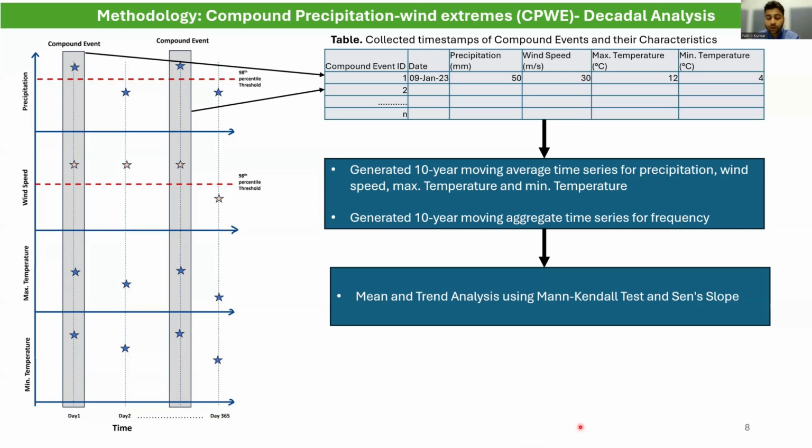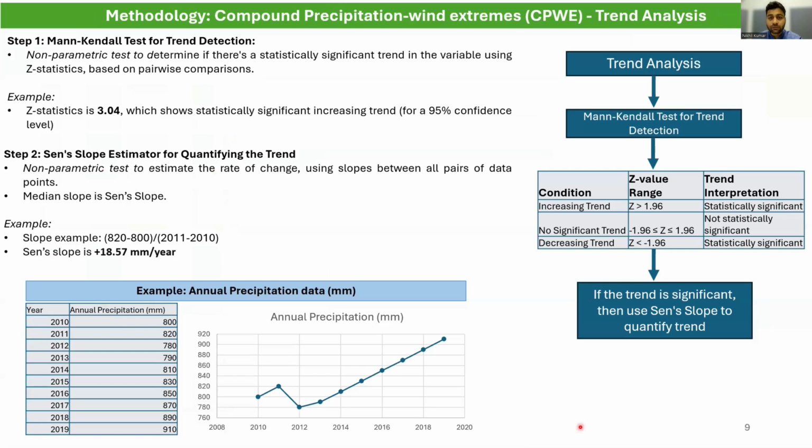Now moving on to how we have conducted this trend analysis. The trend analysis consists of mainly two steps. The first step is the Mann-Kendall test, which is a non-parametric test to determine if there is a statistically significant trend in the variable using statistics based on pairwise comparisons. The second step is the Sen's slope estimator, which is used to quantify the trend, to estimate the rate of change using slopes between all pairs of data points. The median slope is called Sen's slope.